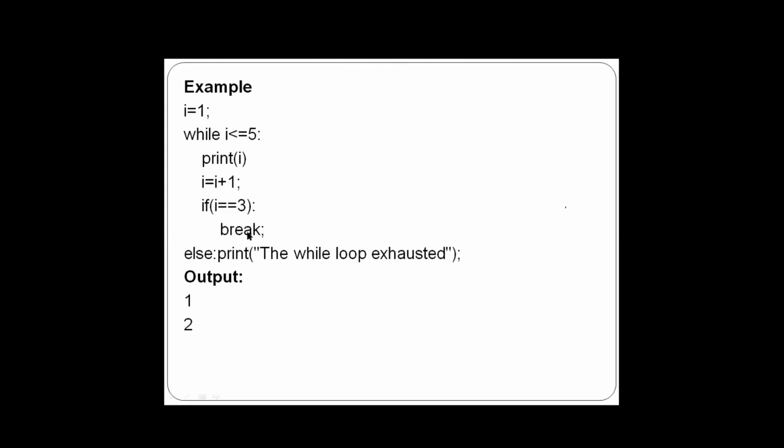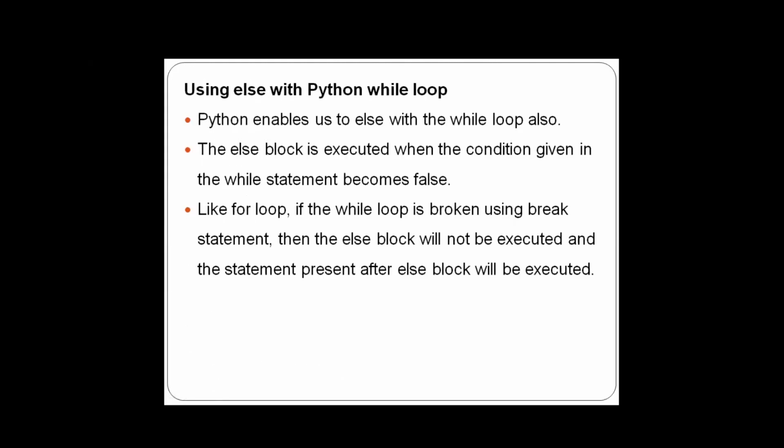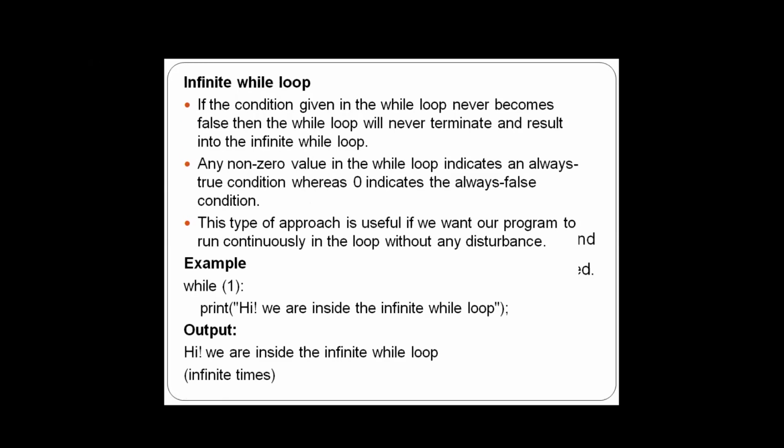And if you take the case here, you have a break statement. When I have a break statement, again it comes out of the loop. So this will not be executed, right? So your else part will not be executed. So always remember, for an else part to be executed, your while or your for should have completed all its iterations, right?